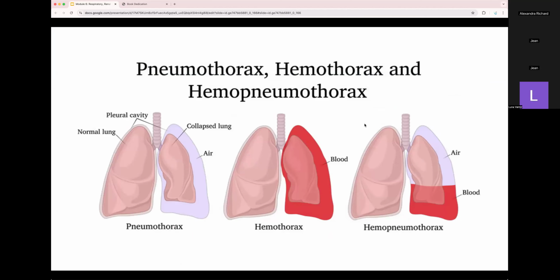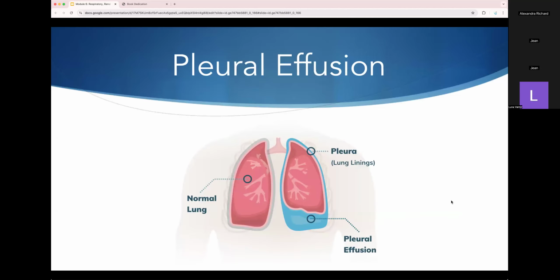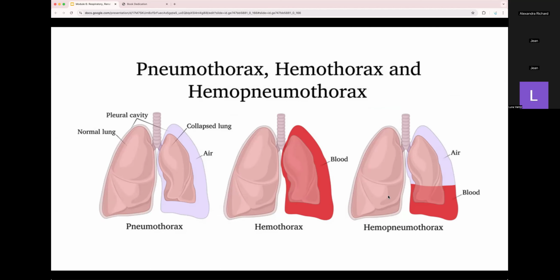Then there's other variations. We have pneumothorax where it's air that has entered the pleural cavity and caused the lung to collapse. We have hemothorax where blood has caused the lung to collapse. And then we have a hemopneumothorax where you have a combination of air and blood. So for all of these, chest tube. Inserting a chest tube would allow air or blood to leave the pleural cavity and would allow the lung to re-expand.